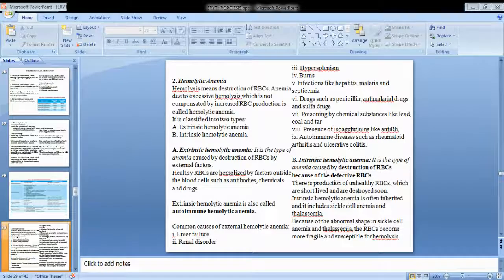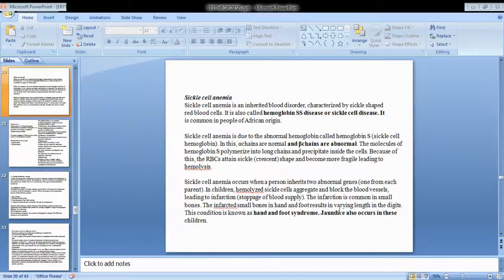Intrinsic hemolytic anemia, here the destruction of RBC is caused because of the defective RBC. So the RBC is defective. For example, thalassemia mutation, alpha thalassemia, beta thalassemia, etc. Hemoglobinopathies, so that is the condition. Sickle cell anemia is one example.